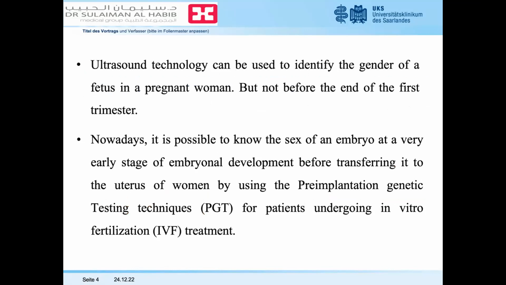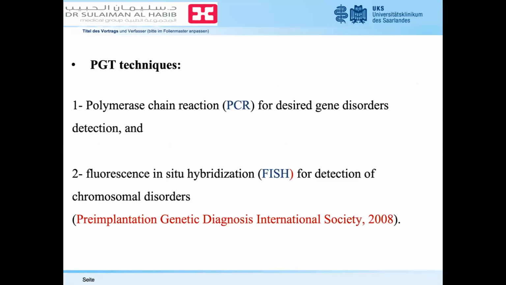Ultrasound technology can be used to identify the gender of the fetus, of course, but not before the first trimester, as you know. Nowadays, it's possible to know the sex of the embryo at the very early stage of embryonic development before transferring it to the uterus, especially for those patients undergoing in vitro fertilization treatment. Actually, we use two techniques for investigating the karyotype or genetic pattern of the embryos, PCR or fluorescence in situ hybridization, just to know the numerical anomalies and also to detect the sex of the embryo.